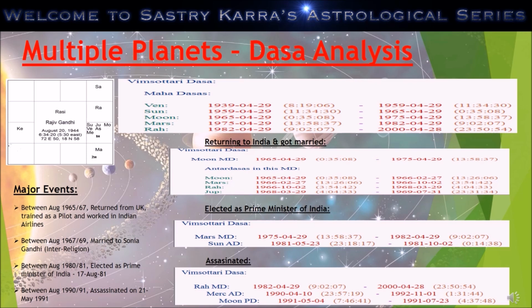The next thing that comes is him being elected as Prime Minister in 1981. His birthday is 20th August and he was elected on 17th August, so we will take it as 20th August of 1981. If you look at the Vimshottari Dasa, it's a Mars Mahadasa that is running. Mars is the 12th, 11th, 10th, 9th. The 9th and the 4th house lord Mars is running, and Sun Antardasa.